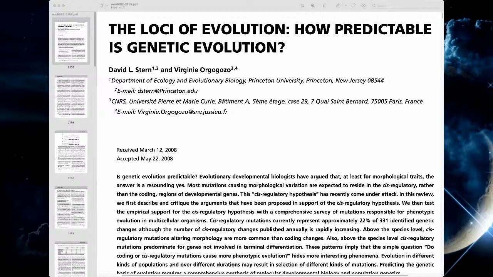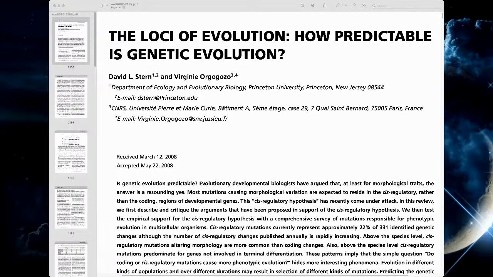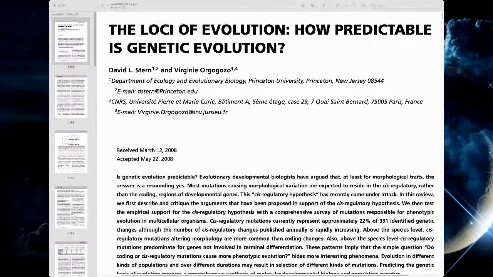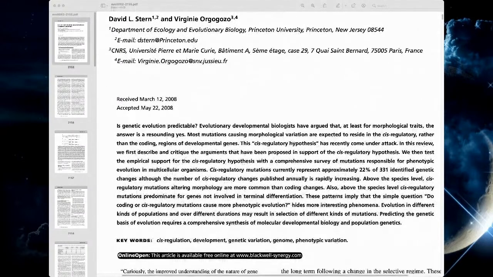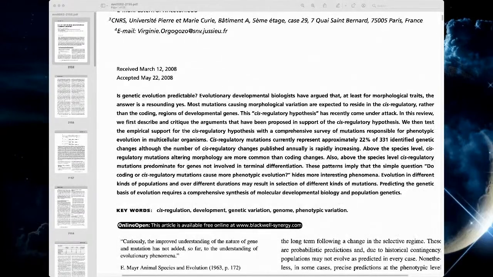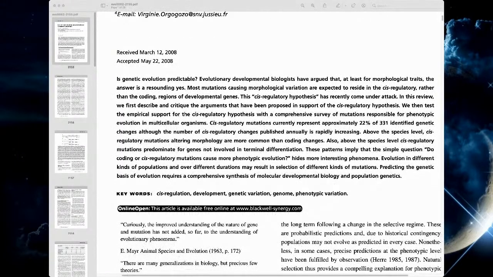Okay. So this is a paper from 2008 by Stern and Orgogozo. Virginia Orgogozo. Okay. I bet she has trouble with that at the grocery store. So do you want to go ahead and read, or do you want to do the abstract?